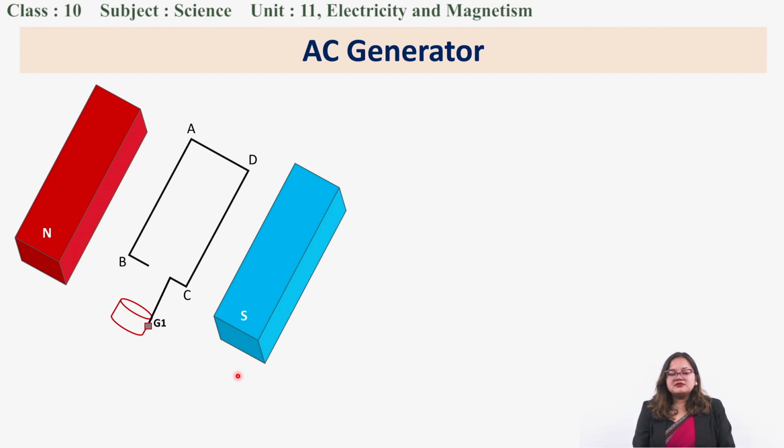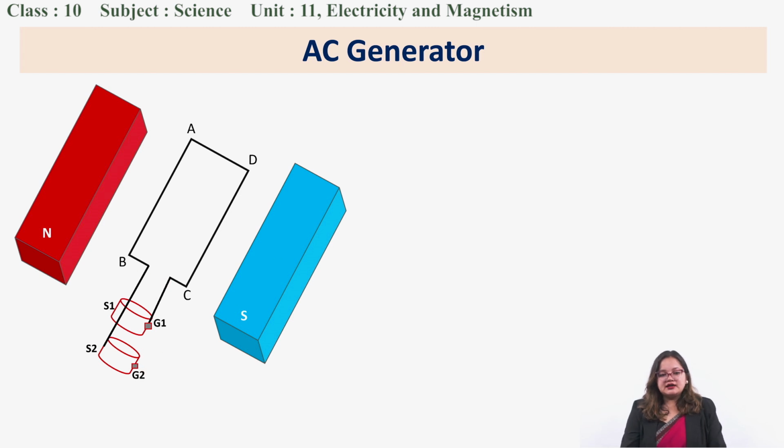Okay, so let's name that graphite brush as G1. Let's name that slip ring as S1. Currently the CD part is connected at S1 and G1. Now the AB part is connected at another slip ring, and let's name it S2, and it is again connected with a graphite brush which is known as G2, as shown in this diagram.